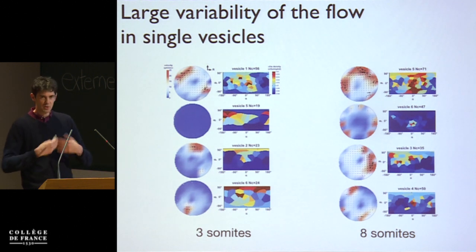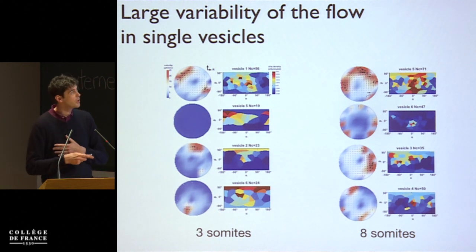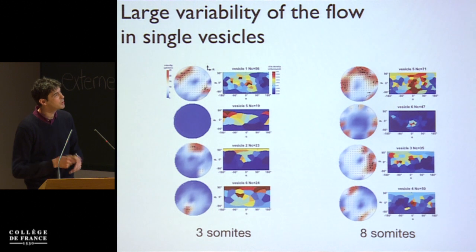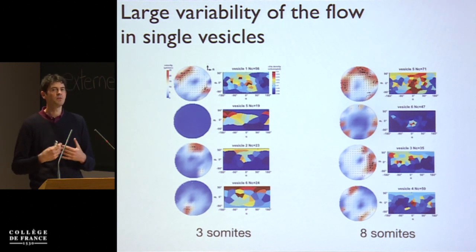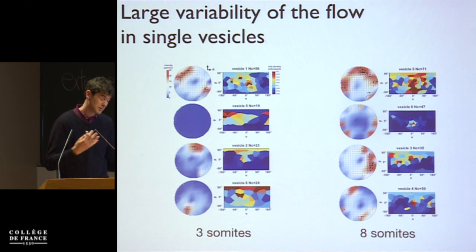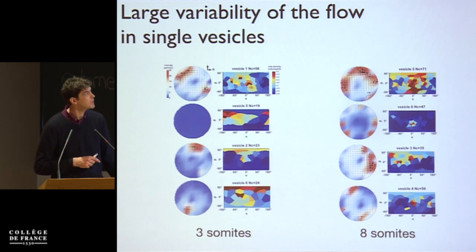At 8 somites, maturation happened. The flow is much stronger. But again, the velocities are extremely variable from embryo to embryo. Sometimes you have high velocity on the left, sometimes on the right. So sensing the flow itself doesn't seem to be a very robust approach, at least at these stages, which is the time when left-right symmetry is broken.